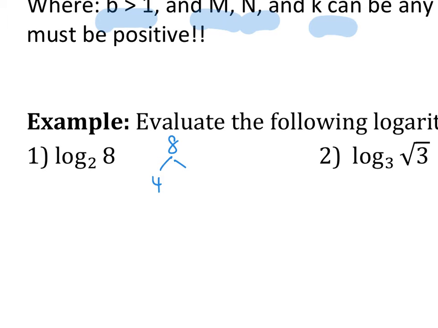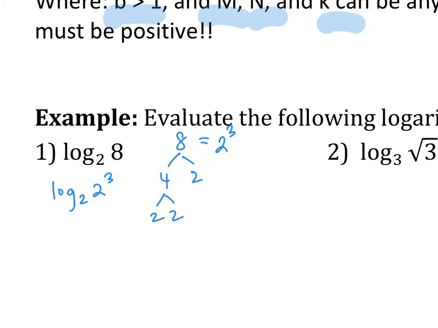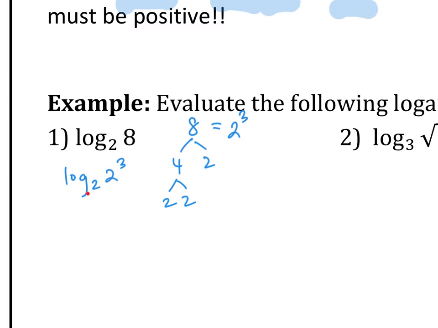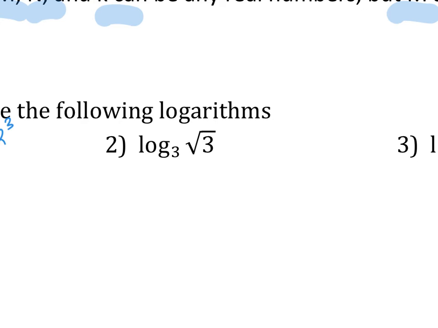8 is 4 times 2. 4 is 2 times 2. So essentially, 8 is the same as there are 3 2's multiplied together, so it's 2 to the third. So then we can say this 8 is 2 to the third. All right, now we have log with a base 2 and an exponential with a base 2, so they cancel. Answer is 3. Okay, so again, we're looking for the log base and the exponential base to be the same number.